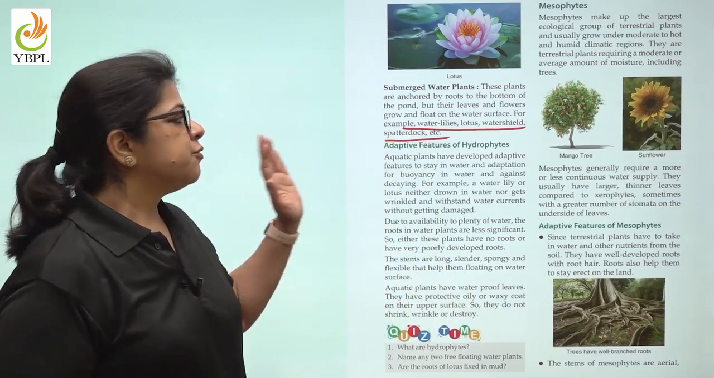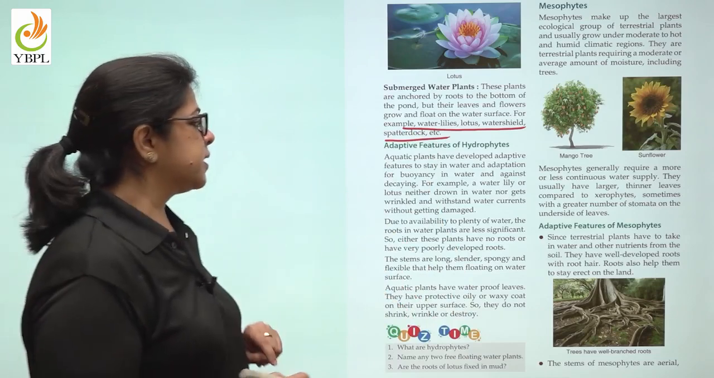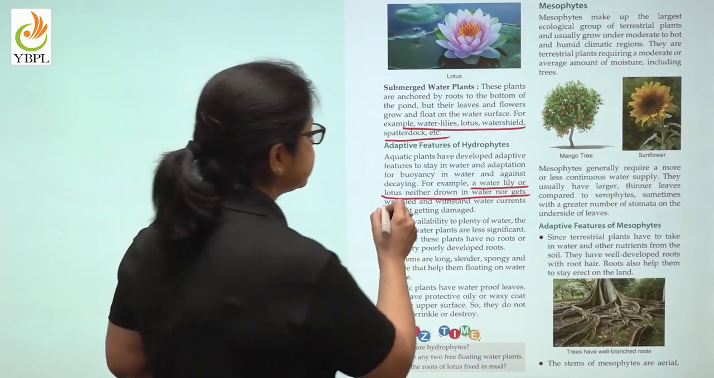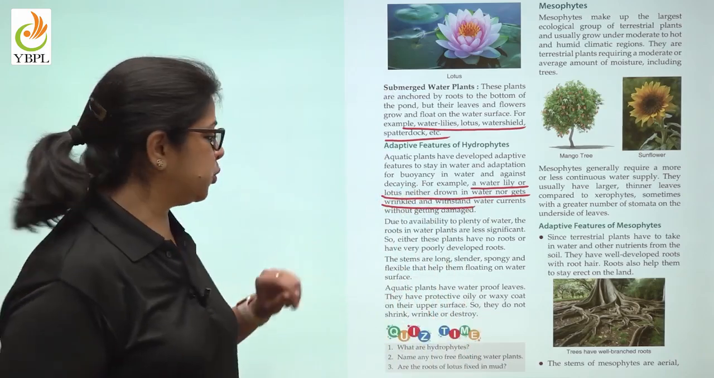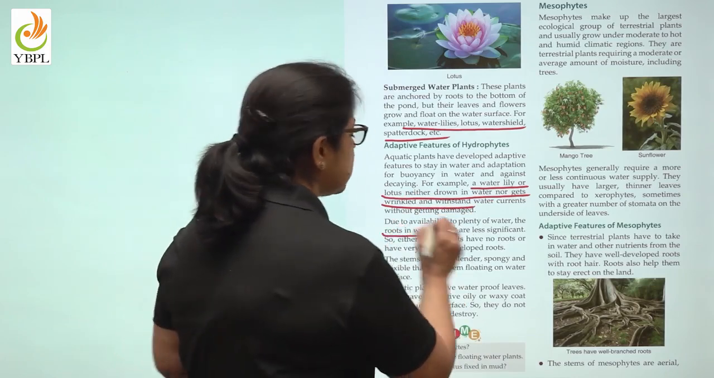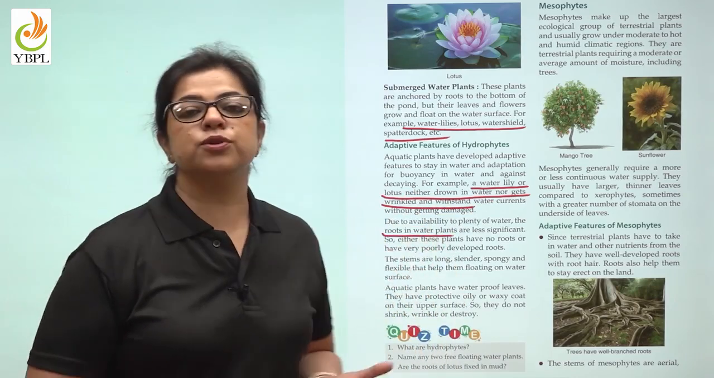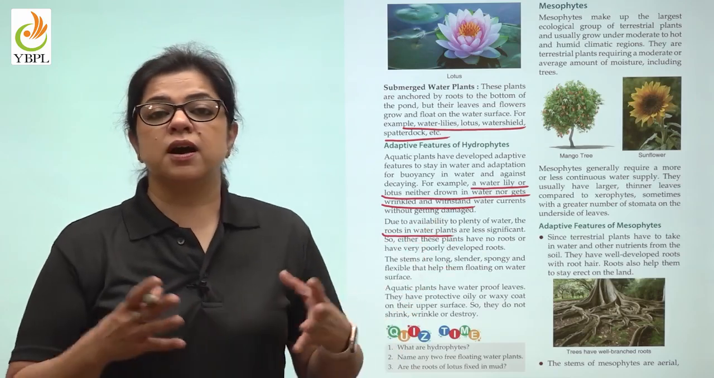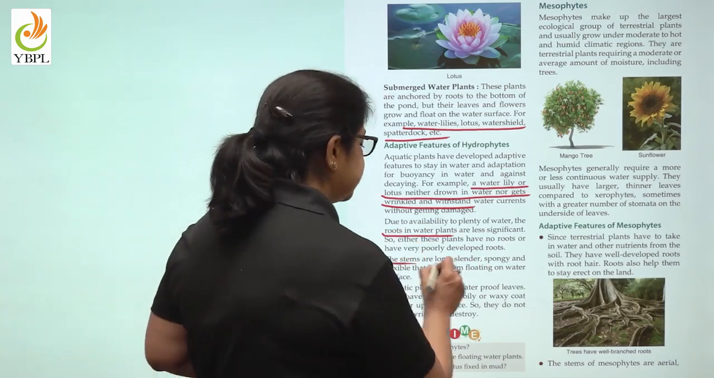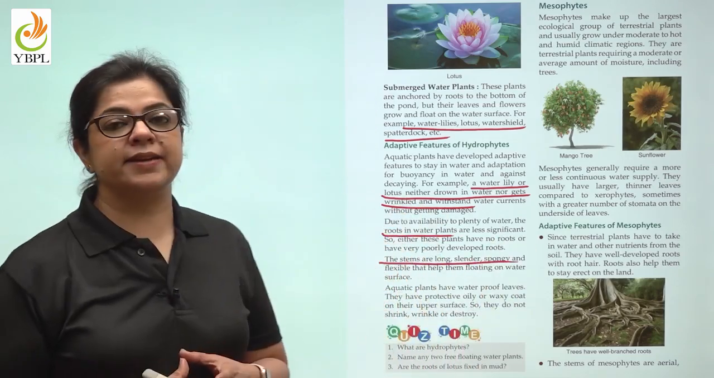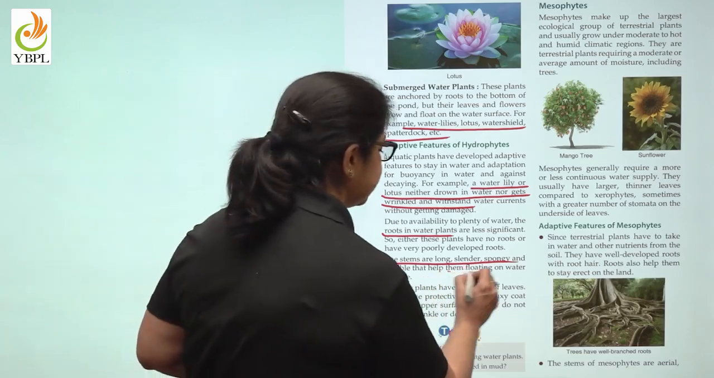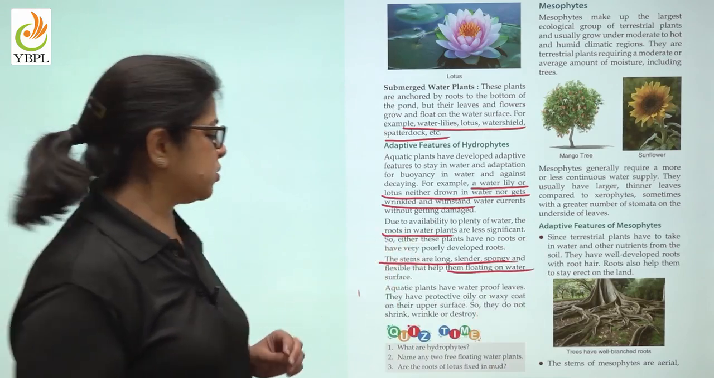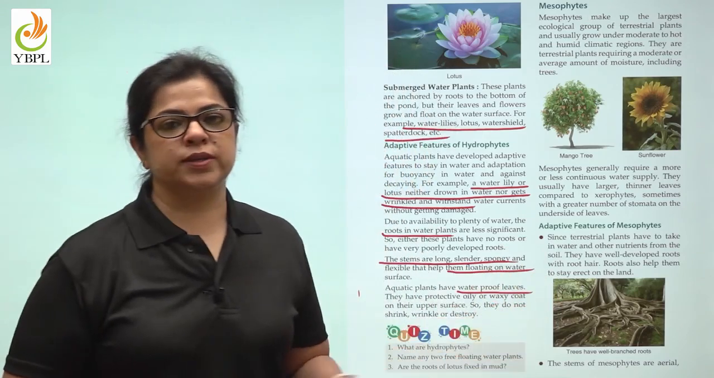What are the common adaptive features of hydrophytes? A water lily or lotus neither drowns in water nor gets wrinkled. So, this is waterproofing. Number two, the roots are poorly developed. The basic function of the roots is to absorb water and minerals. So, water and minerals are already there, so the roots are not very well developed. The stems are long, slender and spongy so that they can keep floating on the water surface. And the leaves, as we've seen in the video also, have a waterproof coating.